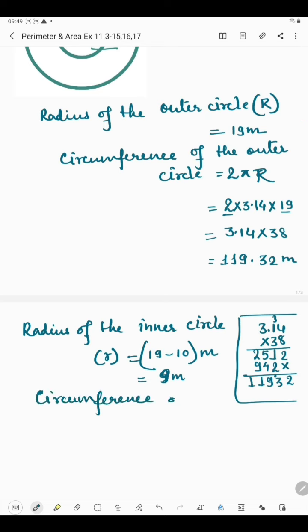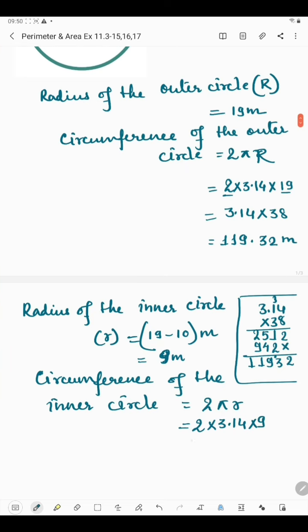Now we will find the circumference of the inner circle. So circumference of the inner circle is 2 pi r. Here r is the small r, since radius is denoted by small r. So 2 will remain the same. Pi is 3.14 and r is 9. Now 9 twos are 18. So 3.14 will be multiplied by 18. Now we'll multiply these two to get the circumference of the inner circle.